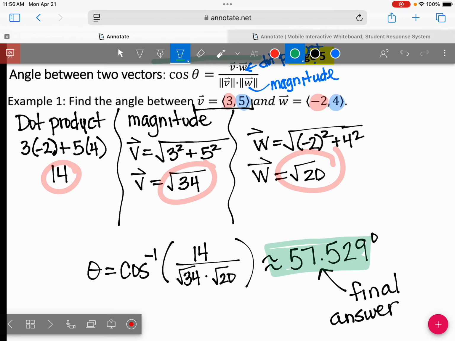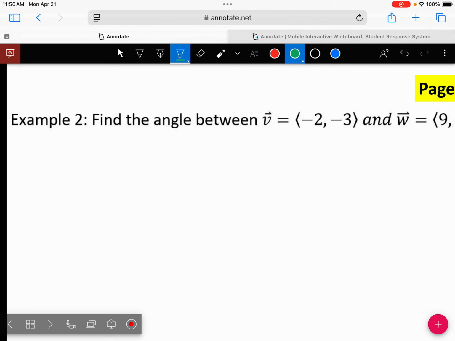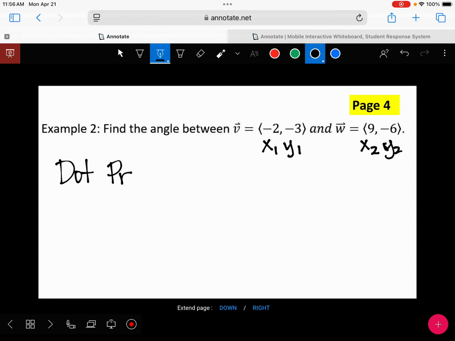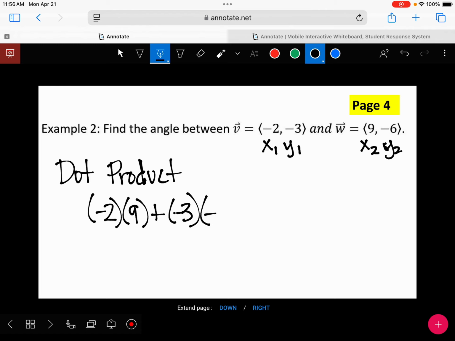All right, let's look at example 2. Again, we're going to start off by doing our dot product. So I have my x1, y1, and my x2, y2. So my dot product is going to equal -2 times 9 plus -3 times -6.